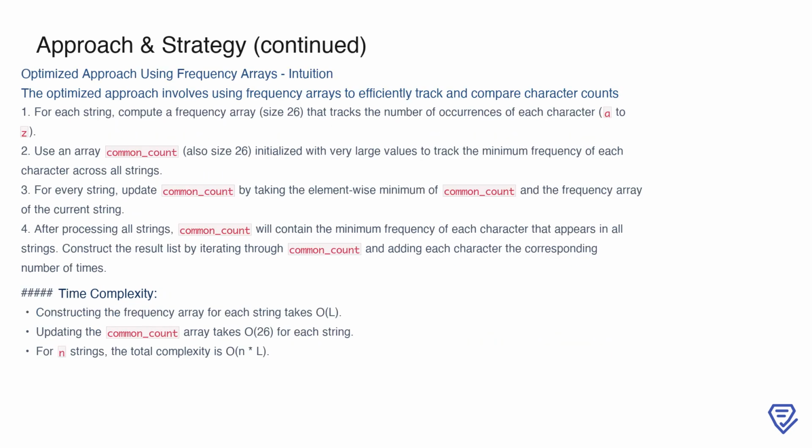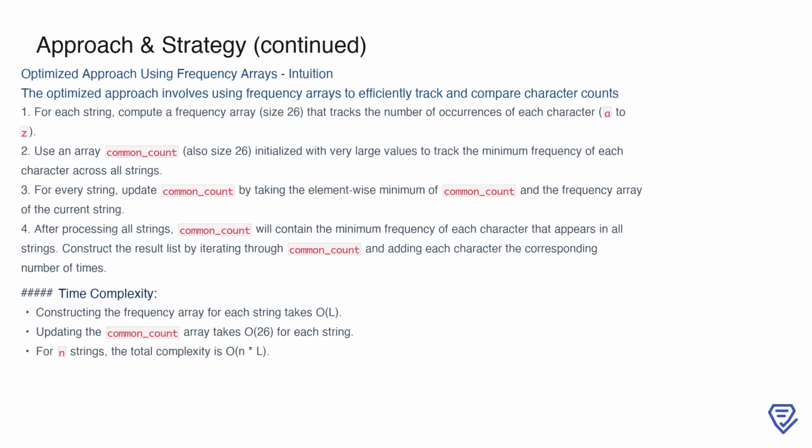Now, we move to a more efficient approach using frequency arrays. This method leverages arrays to streamline the process of tracking and comparing character counts. First, for each string, we calculate a frequency array of size 26, where each index corresponds to the number of occurrences of a specific character, a to z. We also maintain a separate frequency array called common_count, initialized to very large values. This array will store the minimum frequency of each character across all strings. For each string, we update common_count by comparing it with the frequency array of the current string and taking the element-wise minimum.